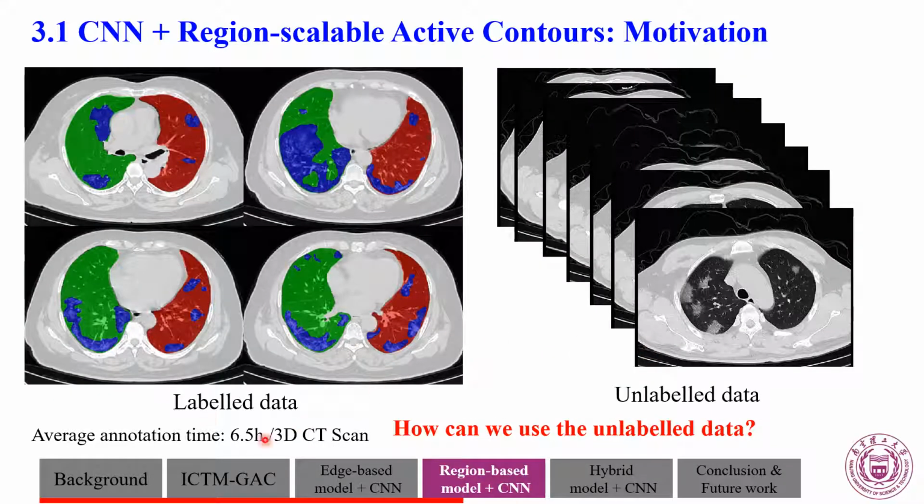For example, annotating 3D COVID-19 CT scans costs on average about 6.5 hours, which is very labor-intensive and time-consuming. Thus, in the early days of the COVID-19 outbreak, radiologists were busy with patient diagnosis and treatment, and we could only obtain limited labeled cases. In such a situation, we need to develop an effective method to leverage unlabeled data to improve the COVID-19 infection segmentation performance.